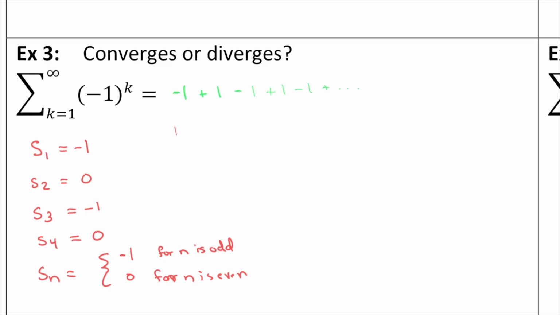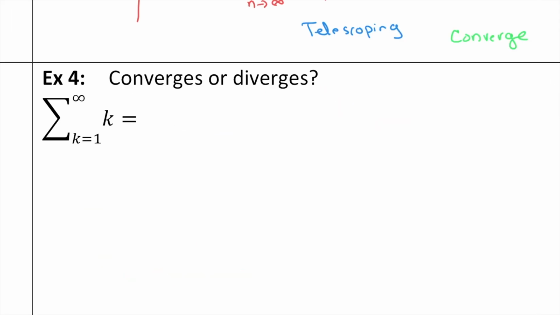Now, if we take the limit as n goes to infinity of S of n, that answer does not exist because it's bouncing from -1 to 0. Therefore, this series will diverge because the limit has to exist for that partial sum. Next, let's look at the series of k.